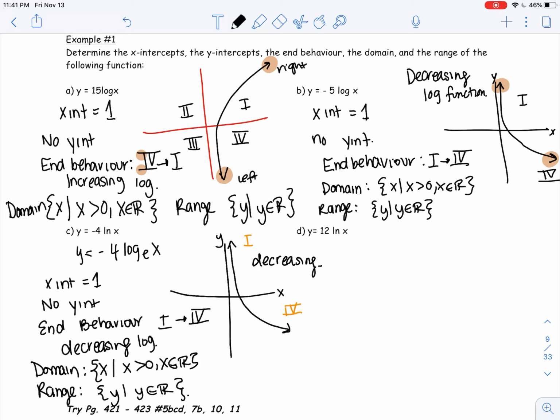Okay, so that's it for that one. Question number D. If you look, there's a pattern here. Whenever you see a negative in front of a log, so that's -4, that one was -5, you'll see that it's going to create a decreasing function, versus if it's positive like this one and this one, they're going to be increasing. But of course, you can always graph it to confirm that.